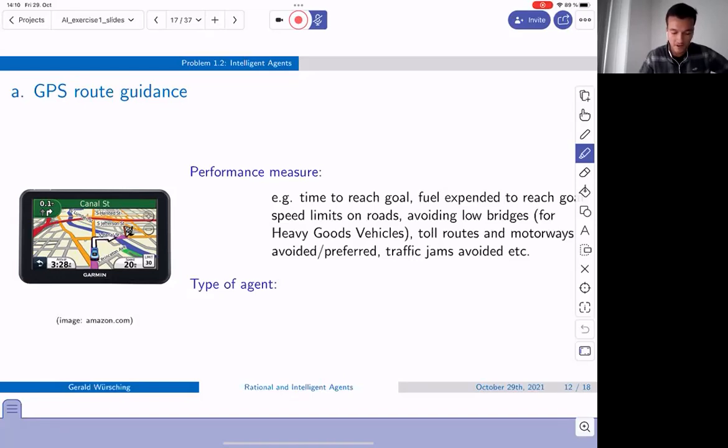Now, with these performance measures, you could have a look again at the Tweedback poll. So we can start the Tweedback poll, and you can decide between the four types of agents that we discussed in the beginning and say which ones would be suitable for a GPS route guidance system. Have you started the poll already, Dawi? Yeah, sorry, I just started. Okay.